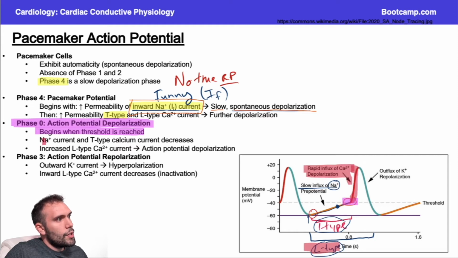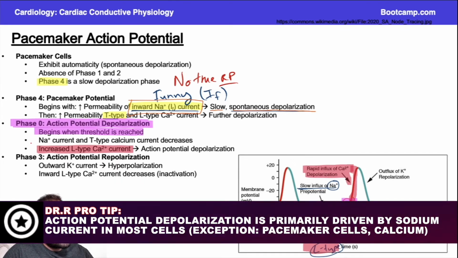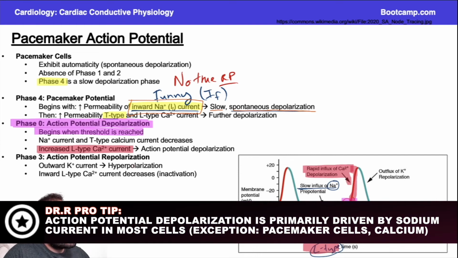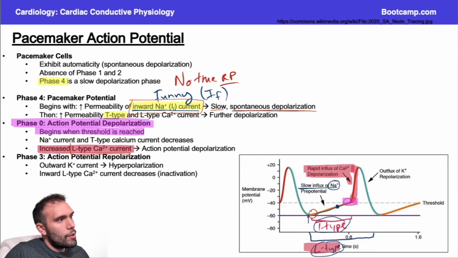Now you can see here the sodium current and T-type calcium current, they both are going to decrease. So the primary thing to remember about phase 0, the most important thing, is that this is going to be largely driven by calcium current, which is very unique, right? If you think about skeletal muscle, you think about nerves, those are all going to be sodium as your primary cation causing the depolarization. Whereas when you're talking about the pacemaker cells like the SA node and the AV node, this depolarization is going to be driven by calcium, specifically L-type calcium channels primarily. They're the long-lasting ones. They're going to go through multiple phases of this cycle. And that will eventually lead to action potential depolarization.